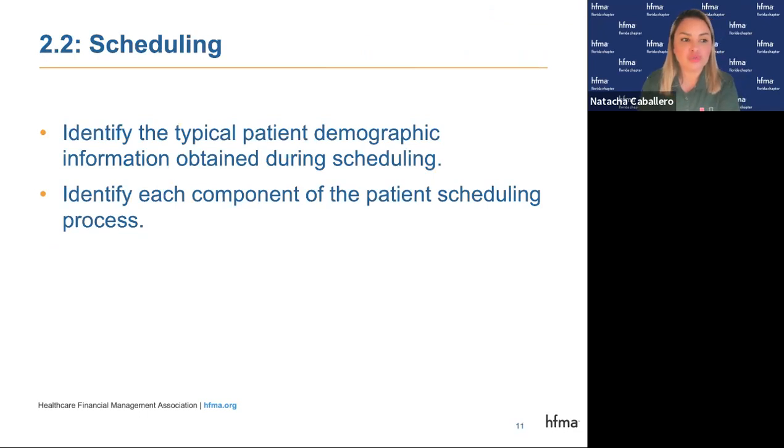And that brings us to Unit 2.2, scheduling. So we're halfway through our session today. And in this section, we will be addressing scheduling processes, including patient identification, requested service, medical necessity screening, and the Medicare Advanced Beneficiary Notice.